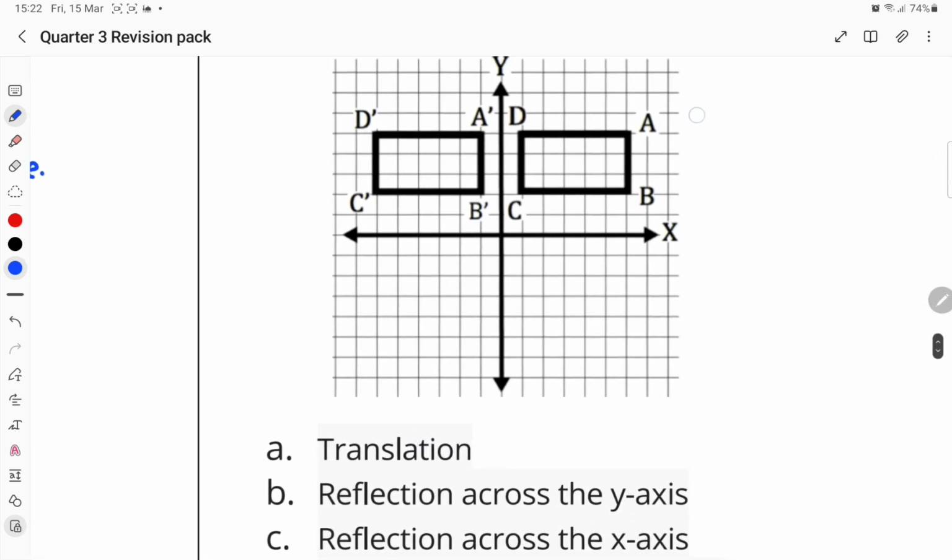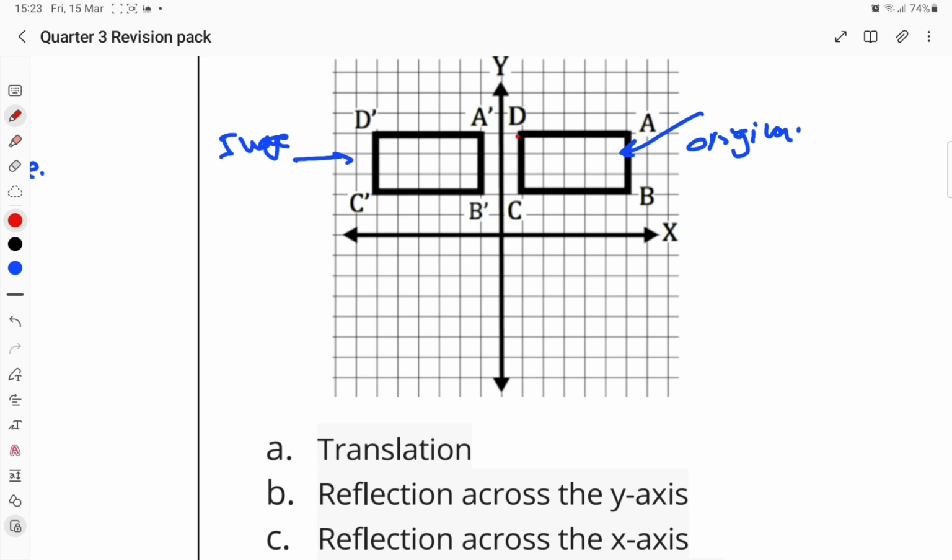Here, where is the original? Here it is. This is the original. And the second thing here is the image. Look also, you will find A, B, C, D, A, B, C, D. Take care in this part.